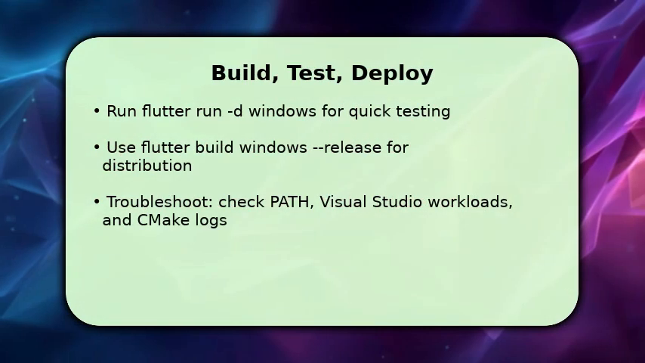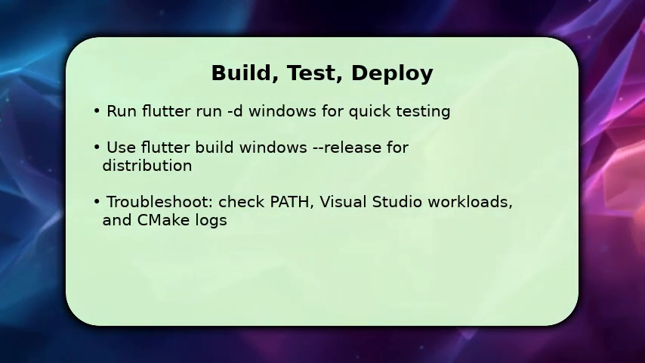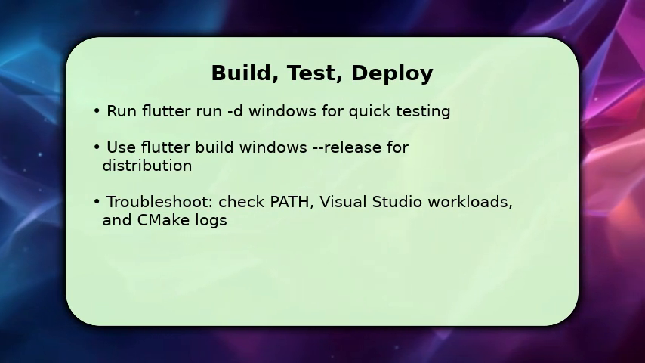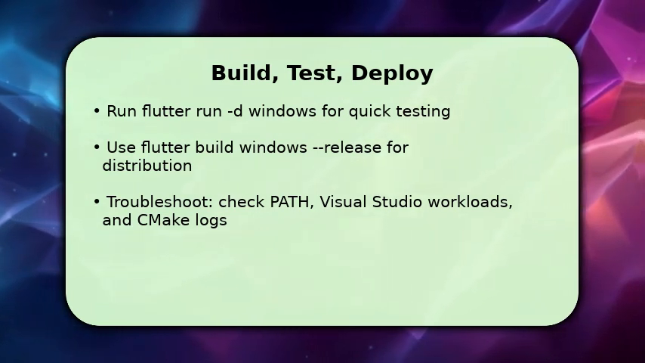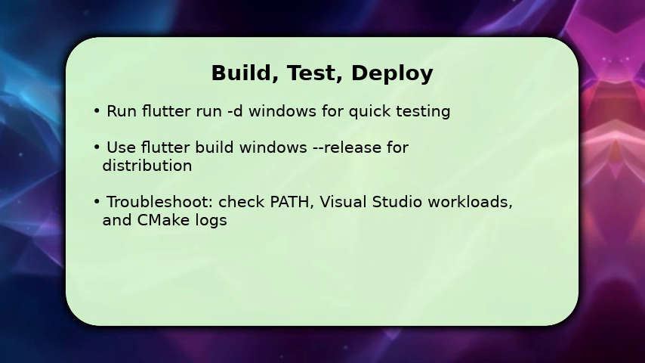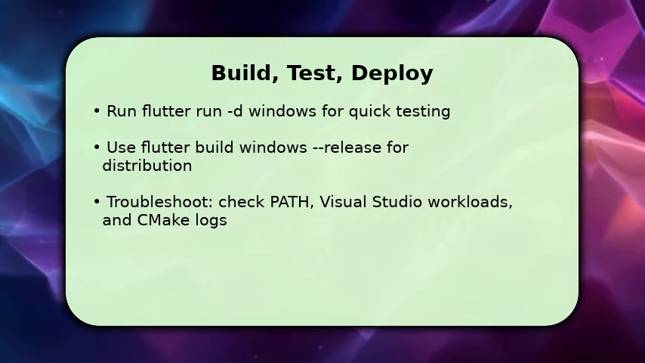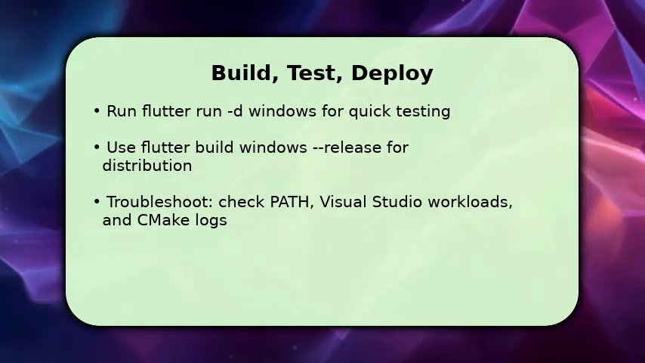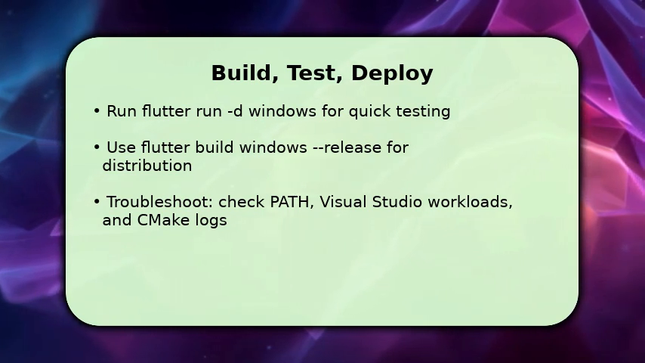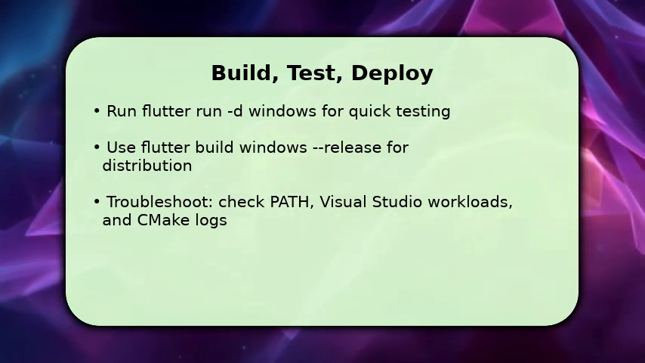Finish by building, testing, and deploying. Run flutter run -d windows to launch the app locally and iterate on UI and behavior. When ready to ship, use flutter build windows --release to produce distributable binaries and sign or package them as needed. Make sure to test on target Windows versions and hardware.